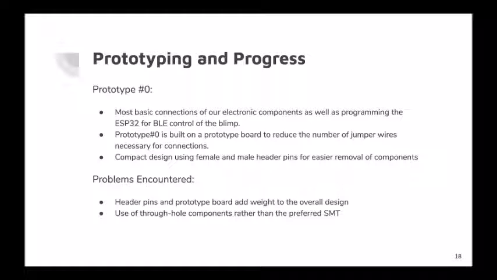So first we have our prototype 0, which features our most basic electronic components and connections, as well as the programmed ESP32 for Bluetooth control over the blimp. This is built on a prototyping board and is a compact design that uses header pins. Some of the problems with this design are the increase in weight due to the board itself and the header pins, and we are only using through-hole components for this design rather than surface mount devices.